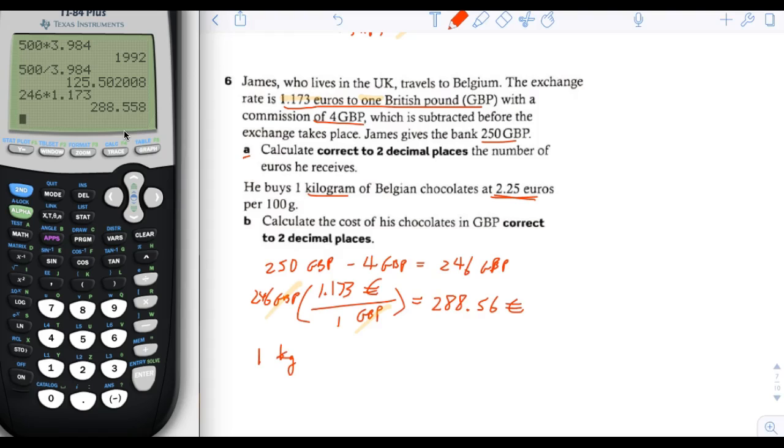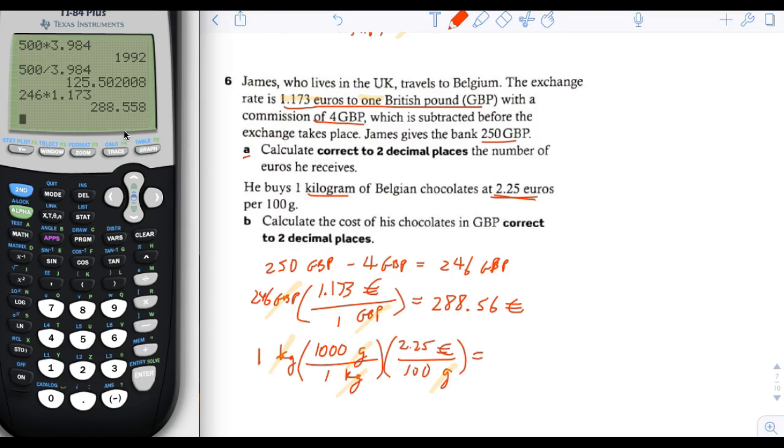So first thing we need to do is we need to change our 1 kilogram into grams. We do that with a domino that has kilograms and grams in it. Kilograms, of course, in the bottom so that it cancels out. We know that there are 1,000 grams in a kilogram. And then we also know that there are 2.25 euros per 100 grams. And we know that the grams should go on the bottom because we want the grams to cancel out. So 2.25 euros divided by 100 grams.